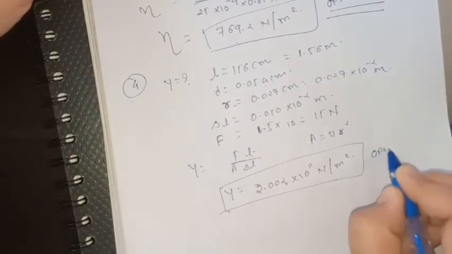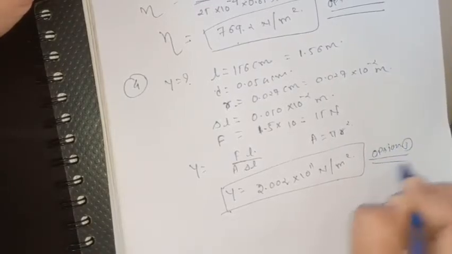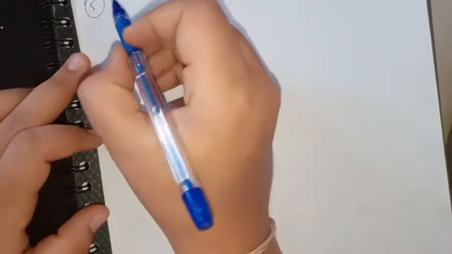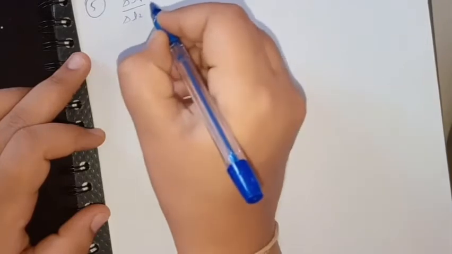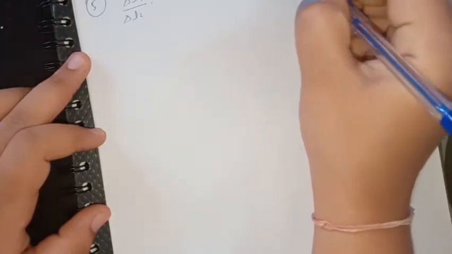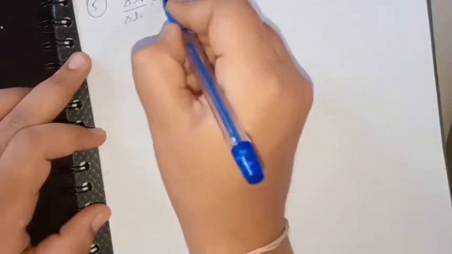So option 3 is correct option. In question number 5, we want to find the ratio of elongation produced in two different wires, that is delta L1 by delta L2, provided tensile force is same for both the wires.